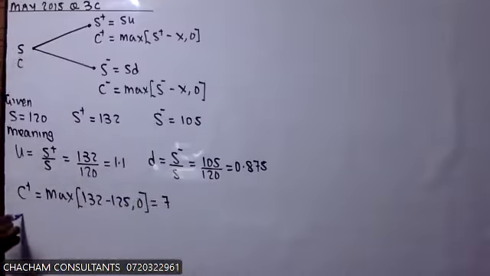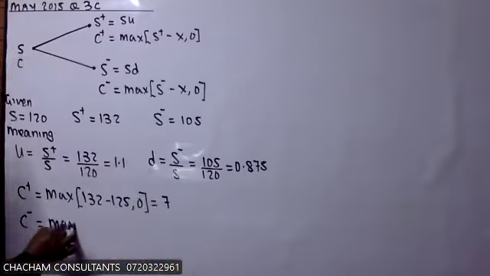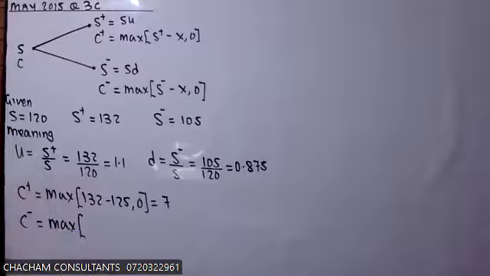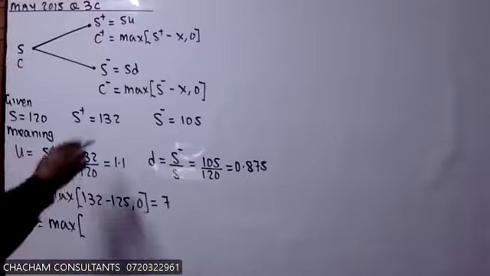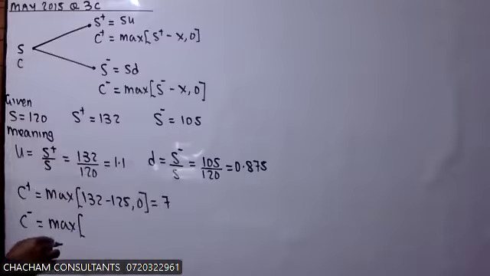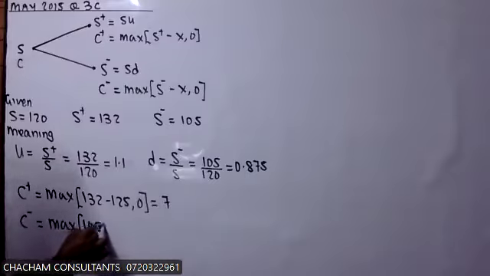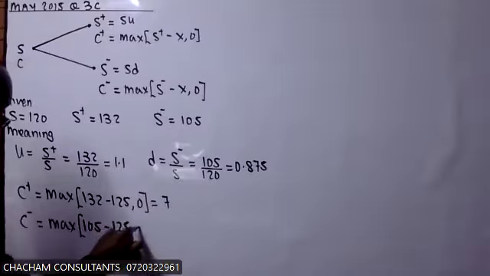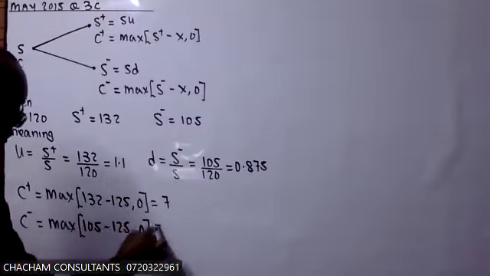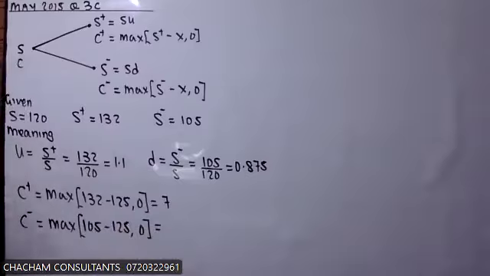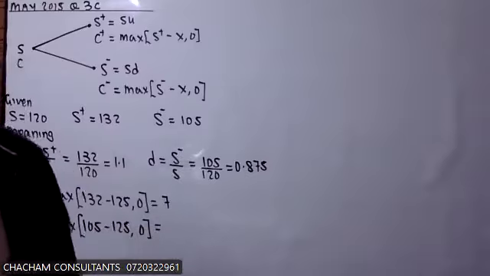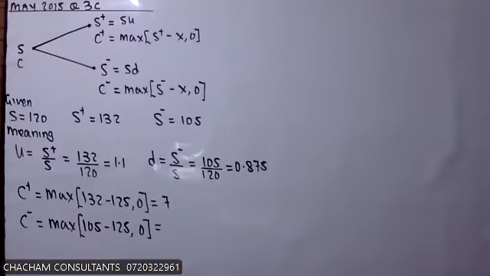And then our C down is the max of the price of the underlying down, which is 105, minus the exercise price, and 0. So this one will give us zero.